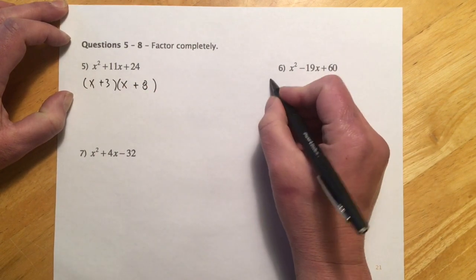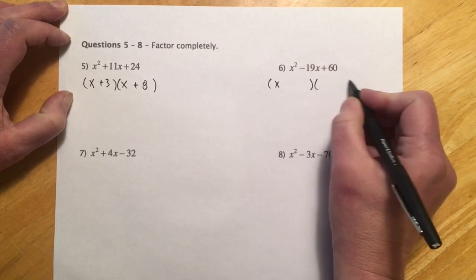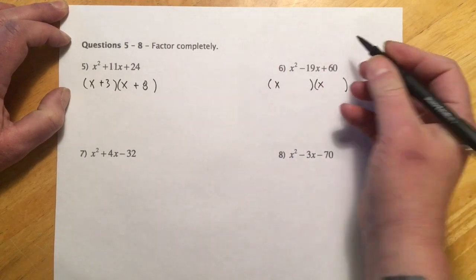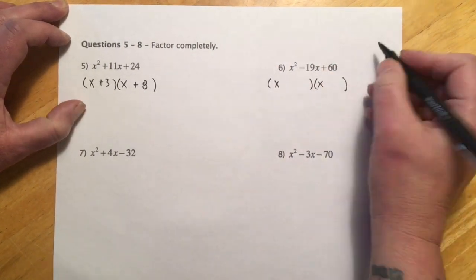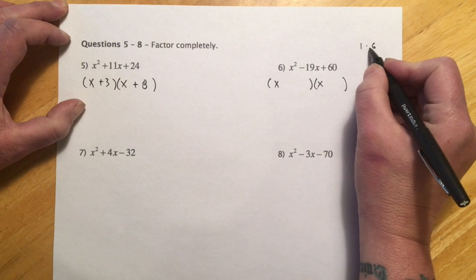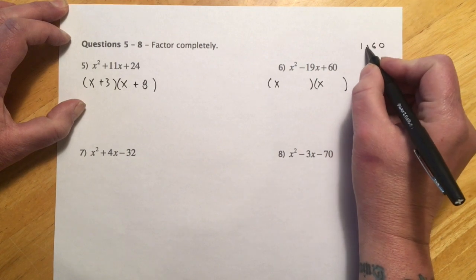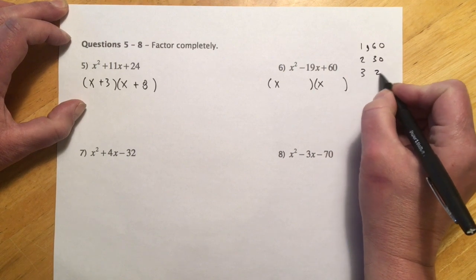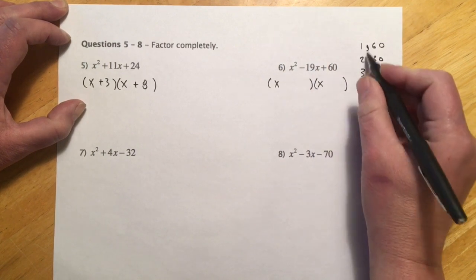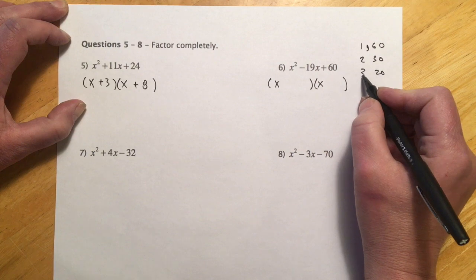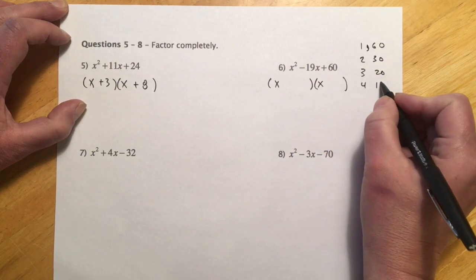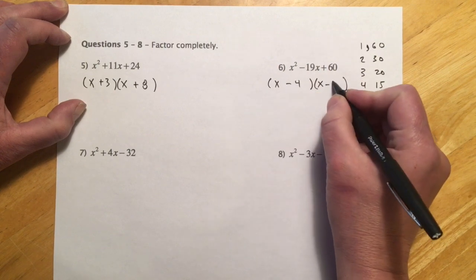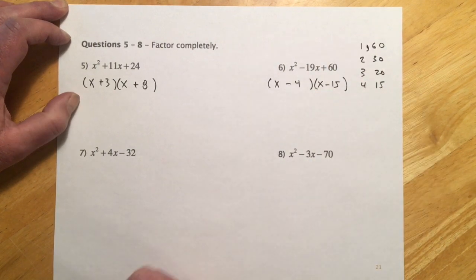For this one, 60 multiplies to be a positive 60 but adds to be a negative, so I know it's two negative numbers. That's one where it's maybe a little bit hard to spot, so you might try the list. So 1 and 60, 2 and 30, 3 and 20, so you can see we're getting closer. 4 and 15, so there's our two. So minus 4 and minus 15.